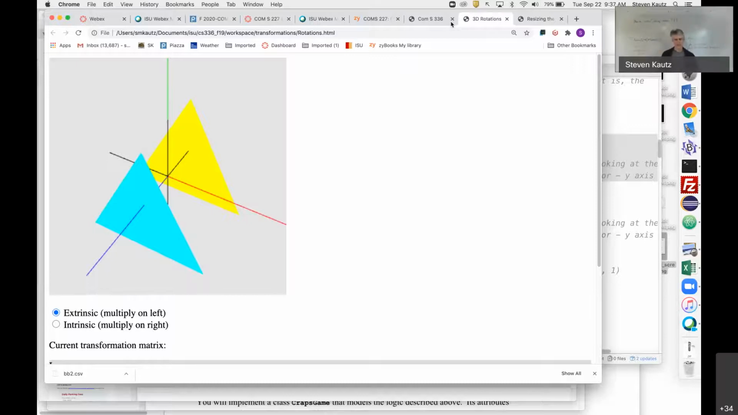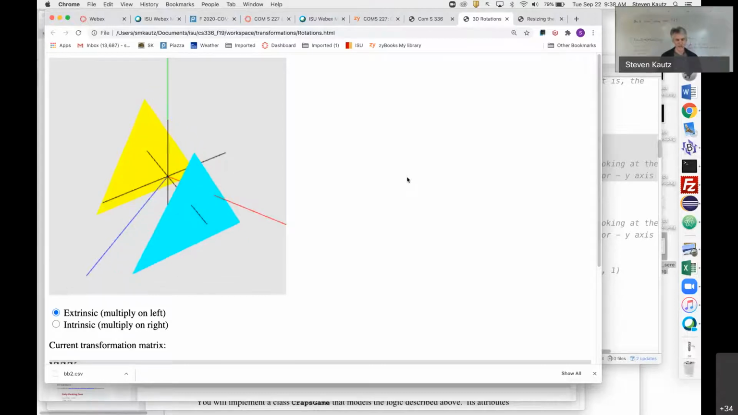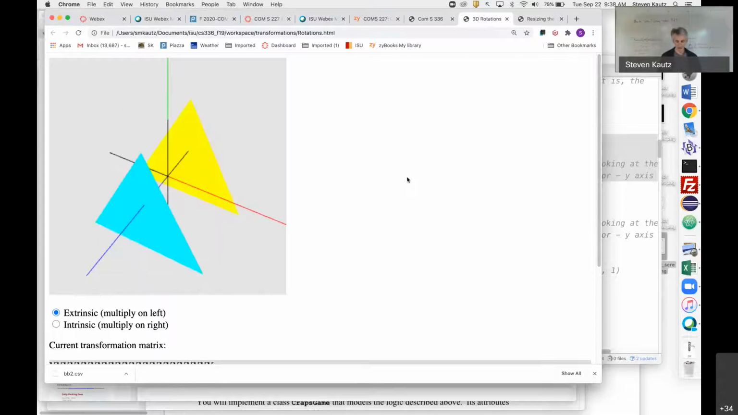So let's see. If I just press, say, the Y key, it'll do a 15-degree rotation counterclockwise about the Y-axis. So if I do this 6 times, I'm now aligned with the X-axis. 6 more times, I was 90 degrees, 90 degrees, and 90 degrees. Oops.